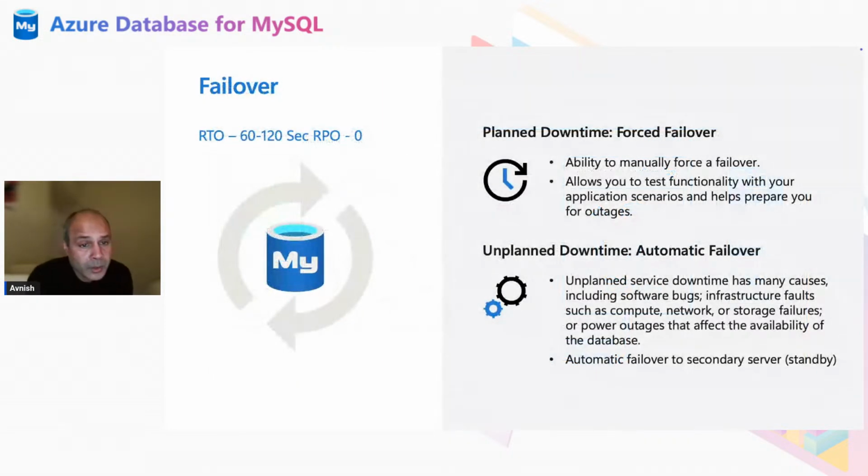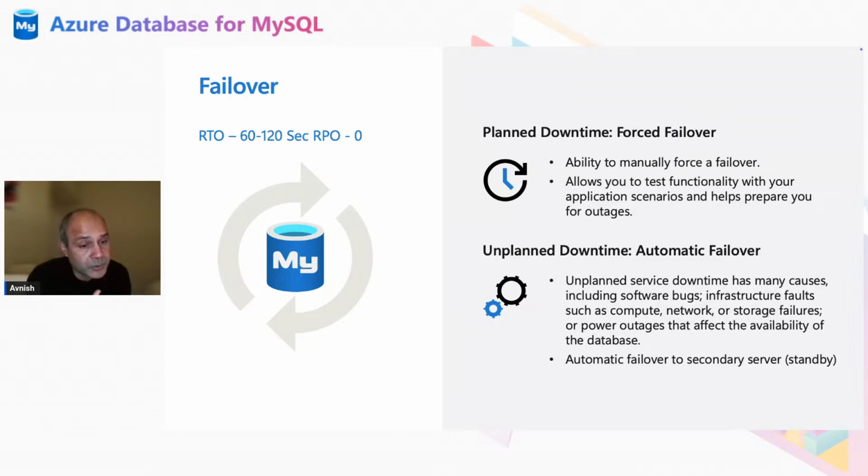Now, in terms of failover, we guarantee 60 to 120 seconds failover time. That has been the P99 we have seen in most of the cases. In addition to that, as I mentioned, we guarantee no data loss failover. We support two options for the failover. One is the planned downtime failover or the forced failover, which is the option you can use to understand how long your application will take to do end-to-end failover, which includes application failover as well as the MySQL instance failover. The second is the unplanned downtime.